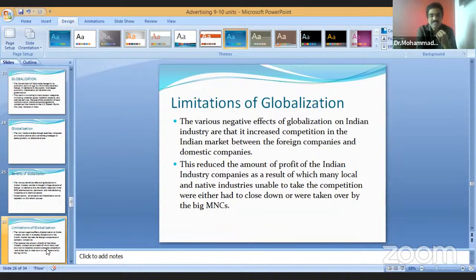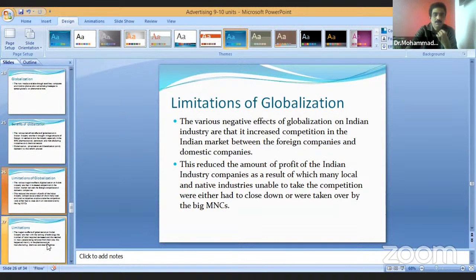So this reduces the profit of Indian industries and companies, as a result of which many local and native industries, unable to take the competition, were either forced to close down or were taken over by big FMCGs. Earlier we had local grocery shops, which were taken over by big MNC companies, like big supermarkets. Right now we are even getting groceries online, delivered to the home. Amazon and Flipkart are also delivering groceries, vegetables, and even non-veg items through their delivery system.